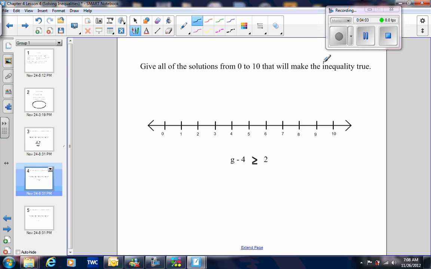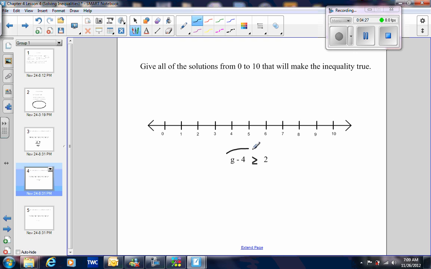Give all the solutions from 0 to 10 that will make this inequality true. G, whatever that is, minus 4 is greater than or equal to 2. So you can see that G is not by itself right now, and I'm going to make it that way. I'll use a different strategy this time, the one I was using with the curved arrows.